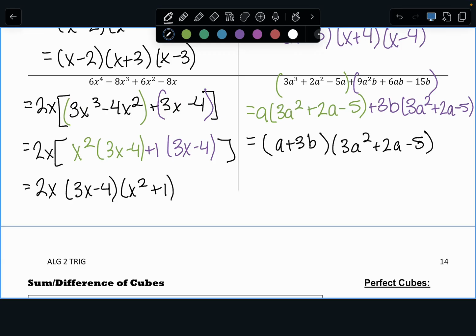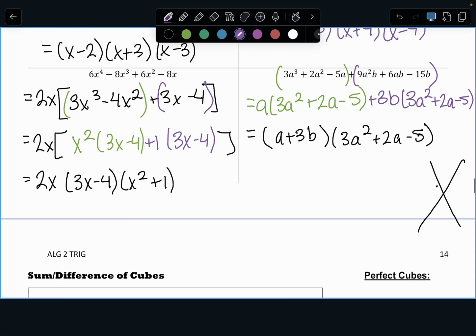Should I stop right here and call it a day? No, I have to at least check to see if I can factor this trinomial. So, let's set up our x method. I need 2 numbers that multiply to my middle number, sorry, add to 2, multiply to negative 15. Again, I'm ignoring everything else except for this trinomial. What 2 numbers did I just hear? Yeah, 5 and negative 3.